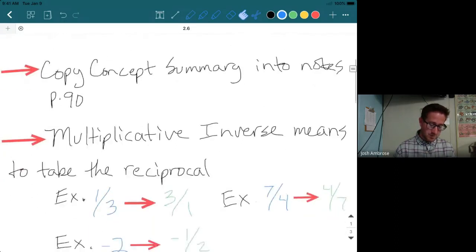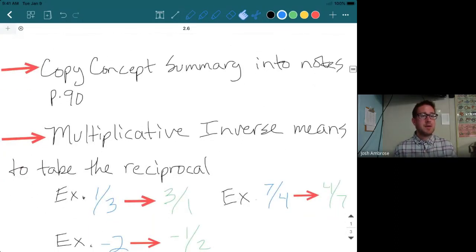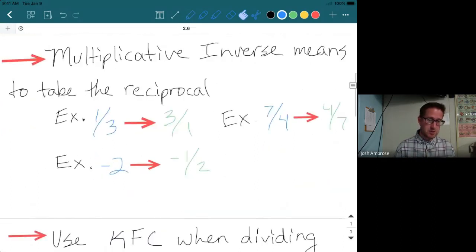And then if we scroll down here a bit, you have to copy the full concept summary into your notes as well. And listen, I don't make you do this just for the heck of it. I make you do it because it's important. It's going to help you. It's going to get you to understand the material even better. All right, so that concept summary is on page 90. So do that, okay?